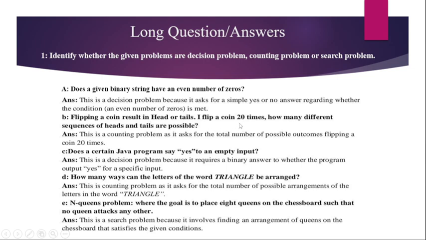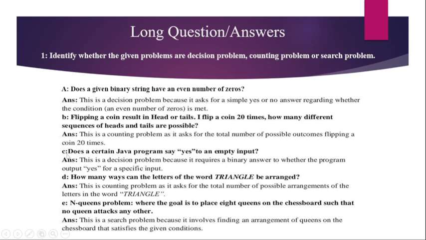I flip a coin 20 times. How many different sequences of heads and tails are possible? This is a counting problem because it asks for the total number of possible outcomes of flipping a coin 20 times.